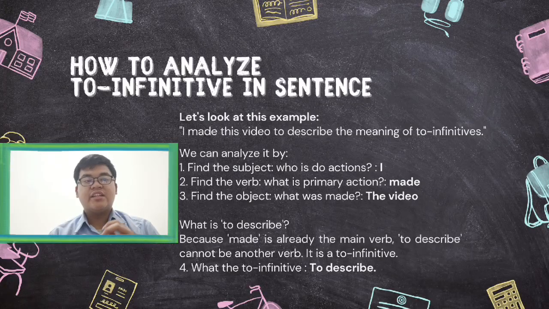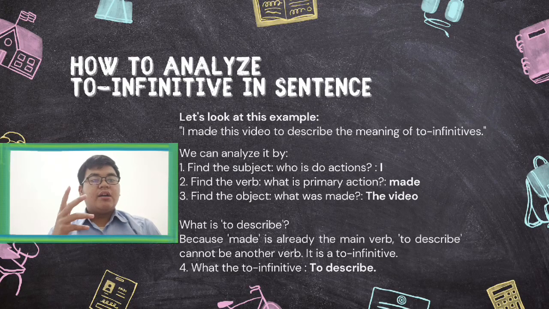Looking only at the sentence, we can analyze it by finding the subject. The subject is who does an action. It's I. I made this video. I is the subject. Then we need to find the verb. What is the primary action in that sentence? Made. I made. Made is a verb.